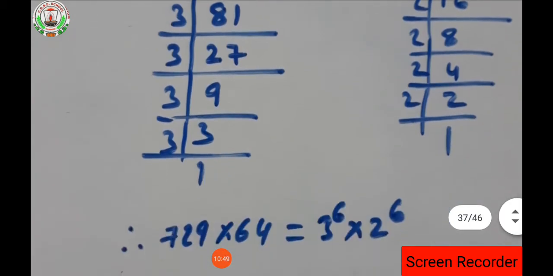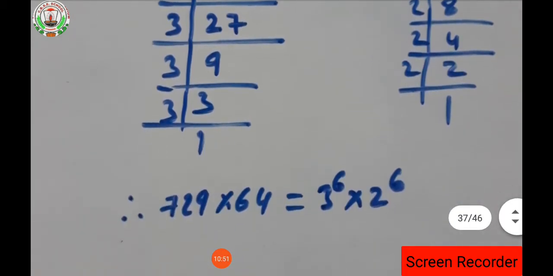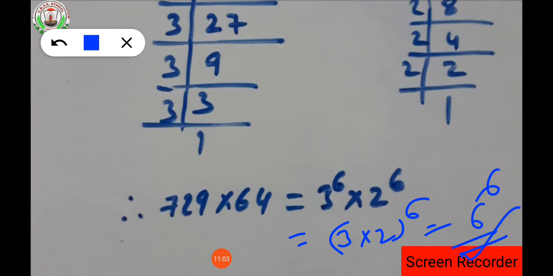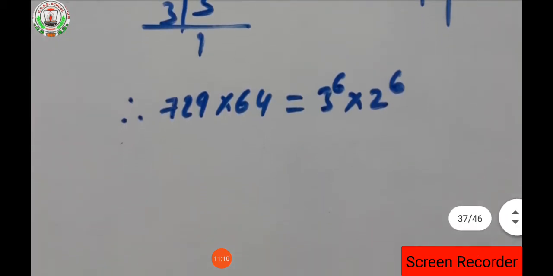Clear everyone? So here I had done 3 to the power 6 into 2 to the power 6. It can be also expanded and written as 3 to the power 2 whole to the power 6 is equal to 6 to the power 6. We can write this also as the correct answer, or we can stop the solution up to here, that is also the correct one. Clear?